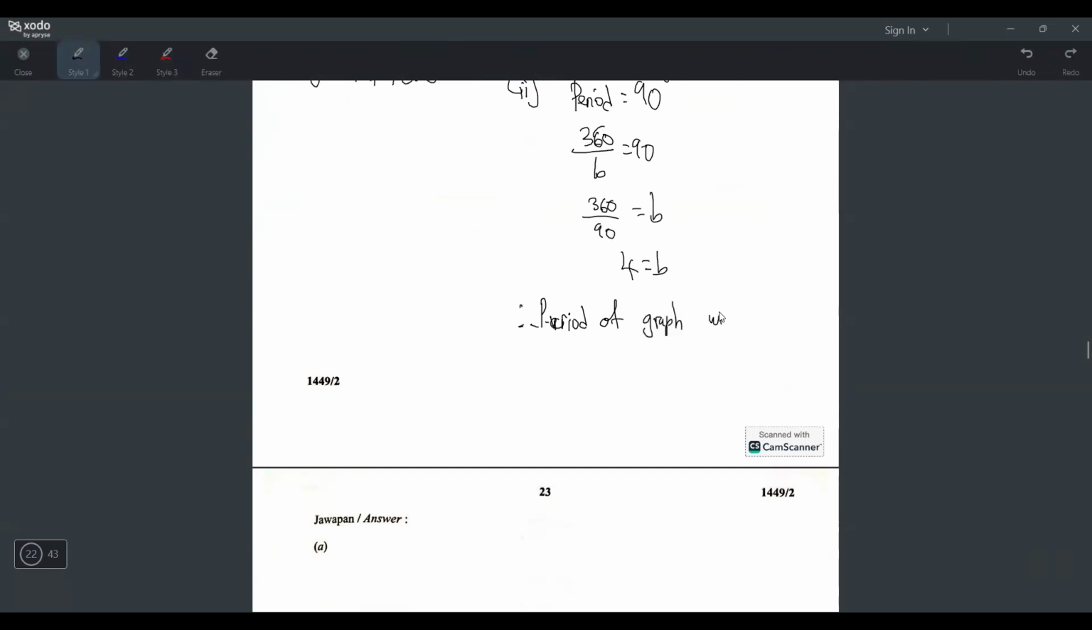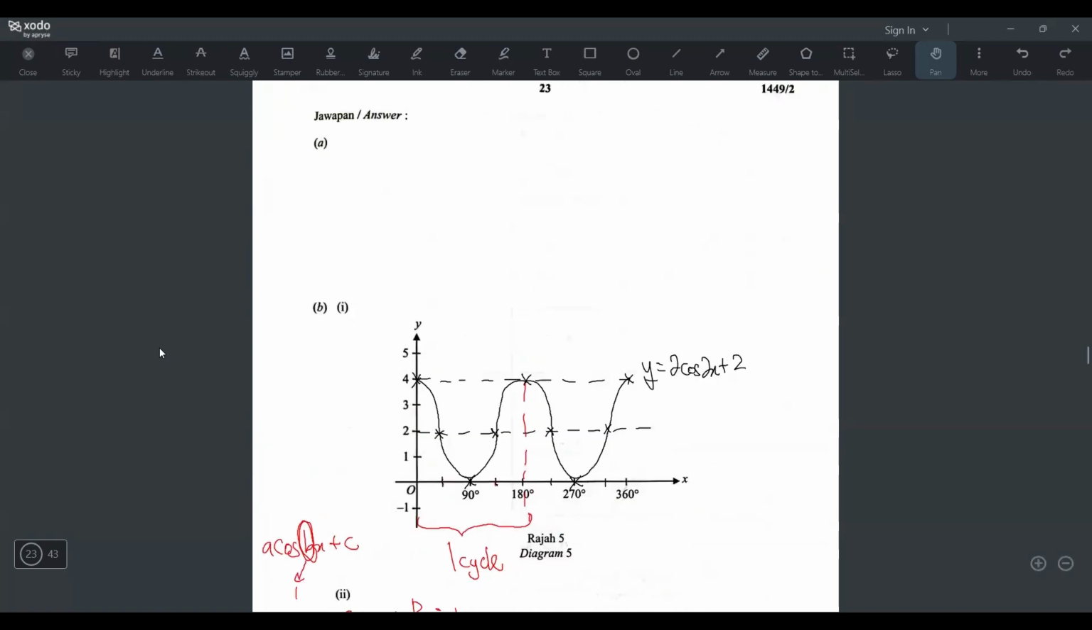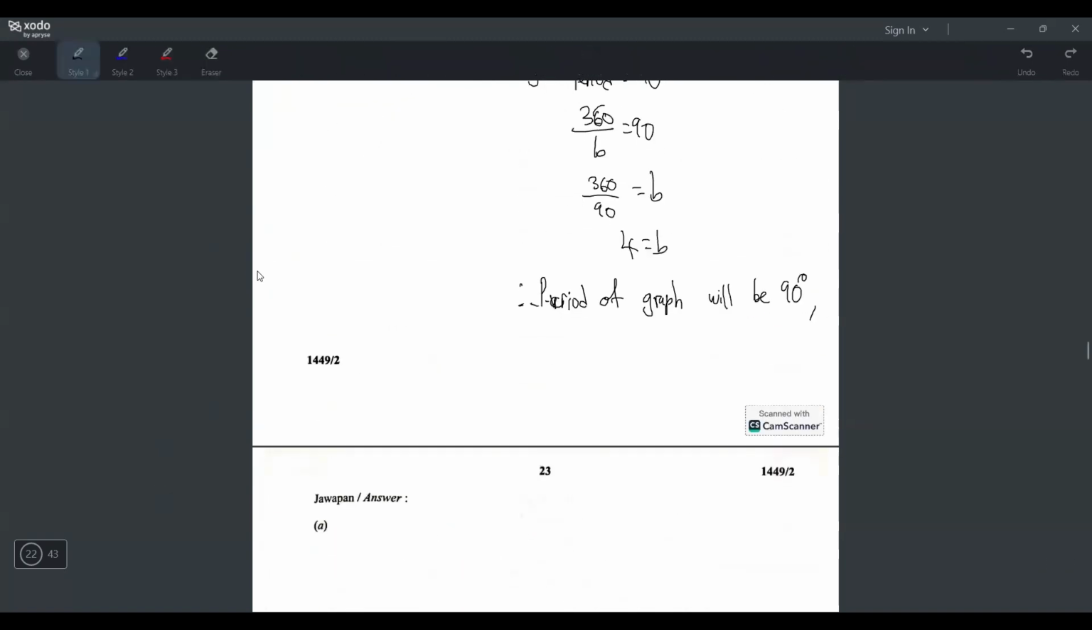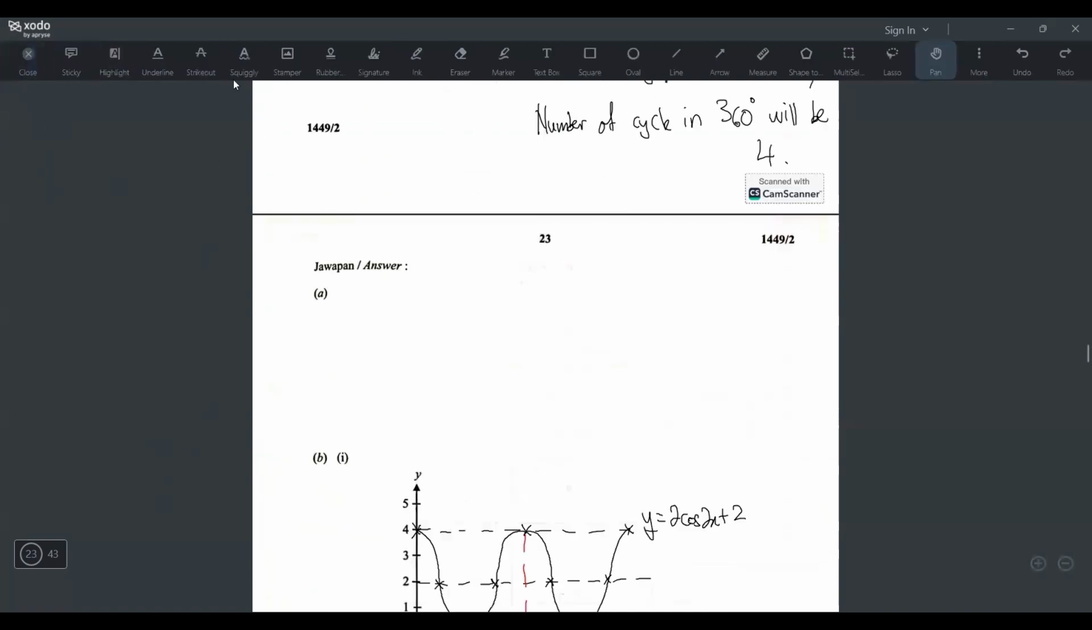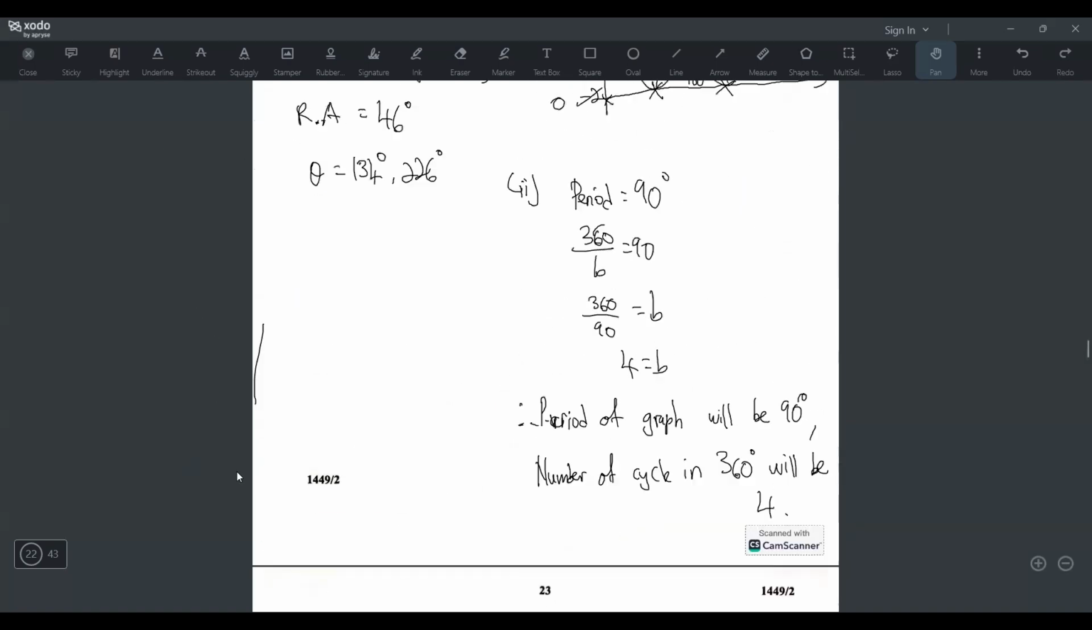Period of graph will be 90 degree. Do you know what's the meaning of period 90? It means the horizontal distance for one cycle is 90. By the time you reach 90, you've already finished one cos graph. So what would be the number of cycles in 360? The number of cycles in 360 degree will be 4. By the time you reach 90, you already finished one cycle, so by the time you reach 360, there will be 4 cycles. That's why the B is 4.